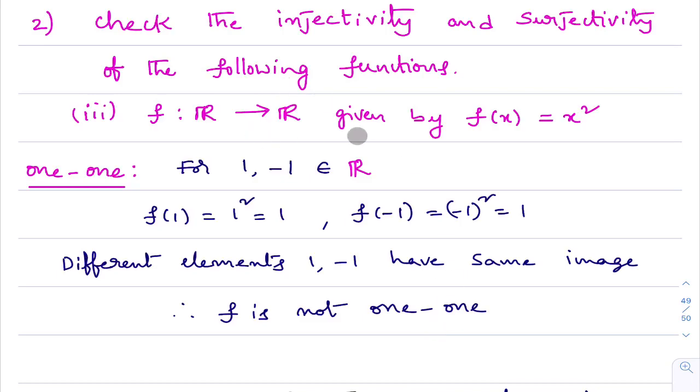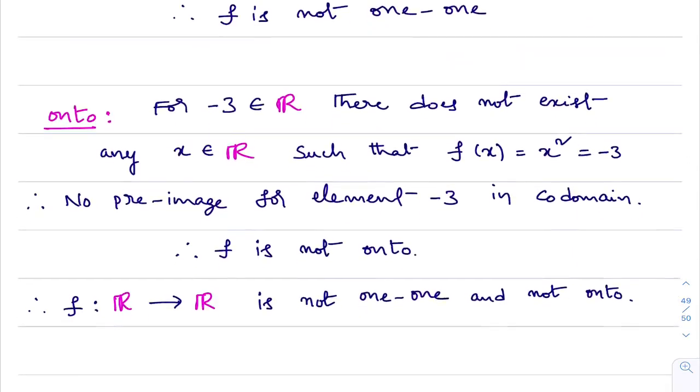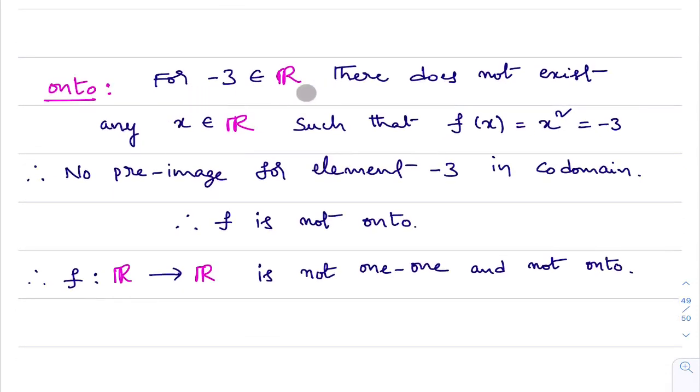Now, onto function. How to check the onto function? First, I'll take one element in the codomain set. I'll check whether a pre-image exists for that or not. See here, square of any real number. Which real number will give you minus 3? Square of what real number will give you minus 3? This real number is the codomain element, and this real number is in the domain. Square of which real number is minus 3? You tell.